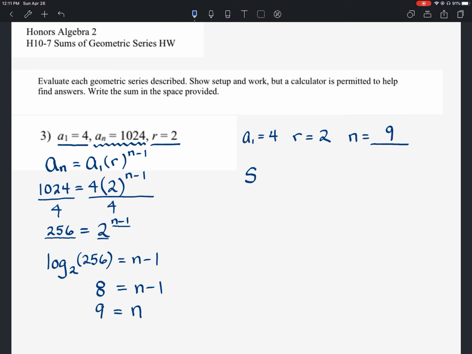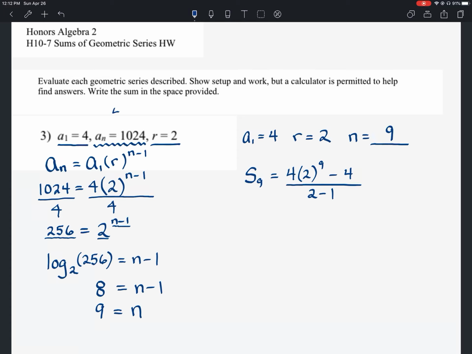We're going to say the sum of the 9 terms here is going to equal the next term, right? So the next term is found by doing the first term times 2 to the 9th power minus our first term, which is 4, over our multiplier, our geometric ratio, minus 1. Now, our multiplier is 2.